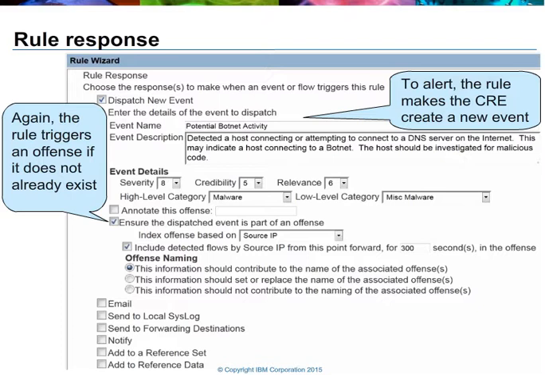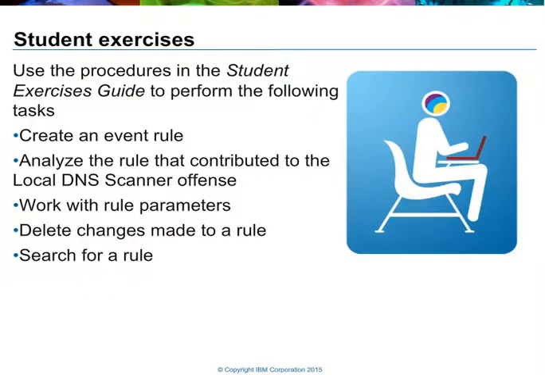Another point is that we can also use responses to change the name of an offense. Under offense naming, you'll notice that the selection is for this information should contribute to the name of the associated offense. This is how an offense can evolve over time. Now turn to your exercises guide and perform the exercises for this lesson.